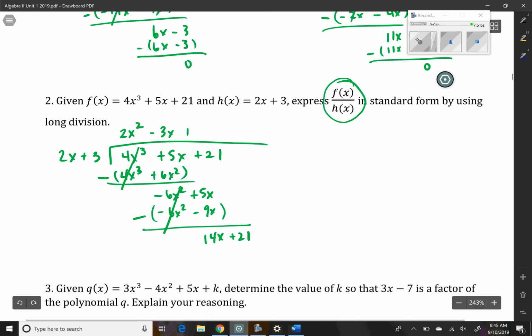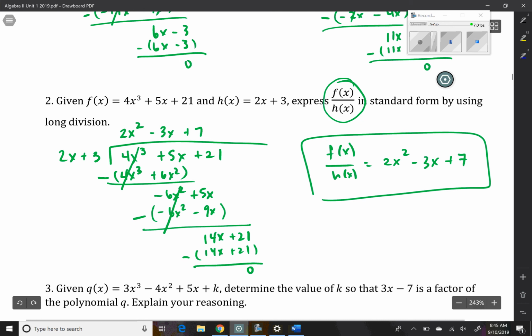To make 14, we're going to put plus 7. So we have 14x plus 21. This is subtraction, so we get nothing. So we could say f of x over h of x is equal to 2x squared minus 3x plus 7. It's a division problem without being a straight-up division problem.